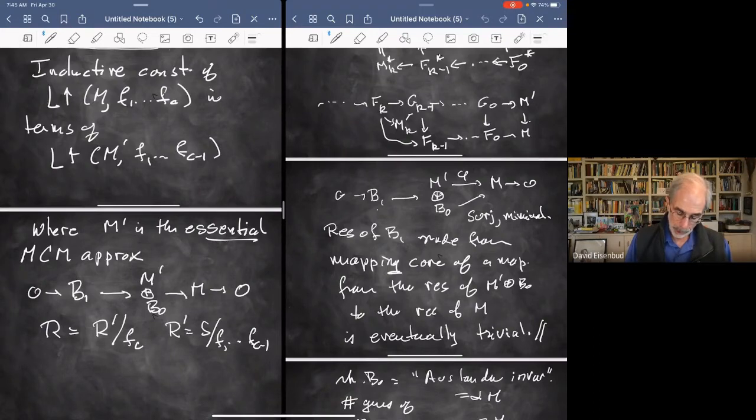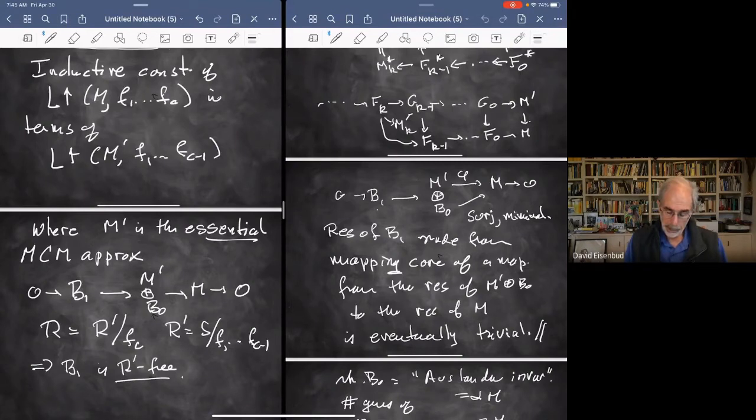So this is codimension 1. R prime is a Gorenstein ring. It's a complete intersection, so it's Gorenstein. So M is Cohen-Macaulay of codimension 1. So B1 is R prime free.